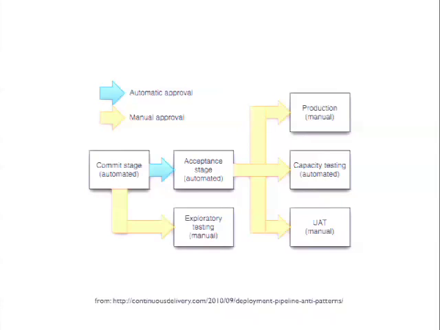but after you've passed the large full test suite that you have in your acceptance stage, at that point, you can pass along to, in the lower right there, that's UAT, user acceptance testing. You might have some performance testing or capacity testing that you're doing, but at this point, if you've passed acceptance testing, that code is ready to deploy. And in fact, it should be deployed, if at all possible.